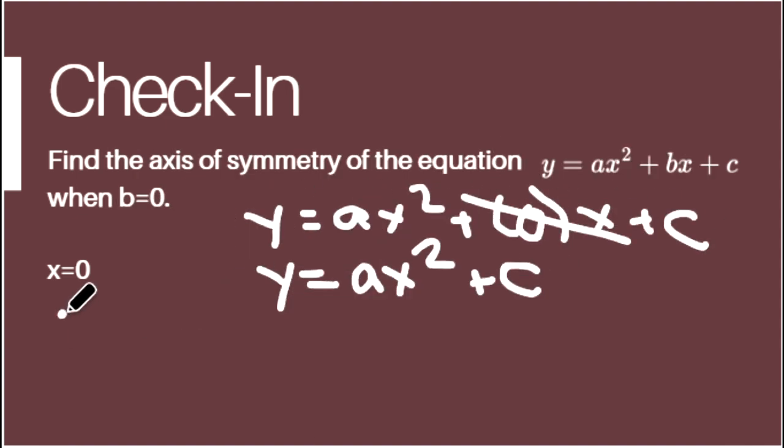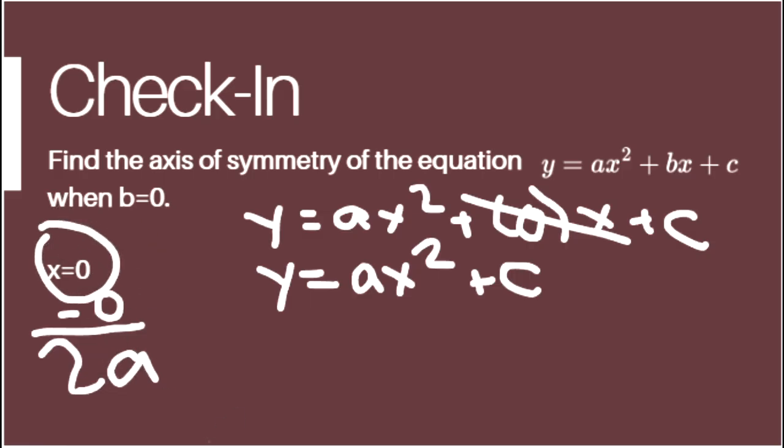If our formula is negative b, b is 0, we just saw that. Negative b, I'm going to have to go look at the formula again, divided by 2 times a. Okay, and it doesn't matter what a is, because anything that has a 0 on the top is just a 0. So that's how they got x equals 0. That actually made sense to me. I hope it made sense to you.